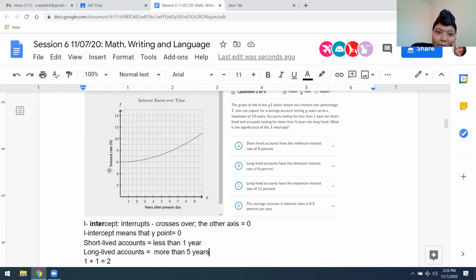Okay, so now it's asking us again about the y-intercept. This is the y-axis, that's why I said that, my bad. The I-intercept, which is at 6. So when we look at this y-axis here, which is telling us the amount of years that the account has lasted for, how many years has the account lasted for the interest rate to be 6?